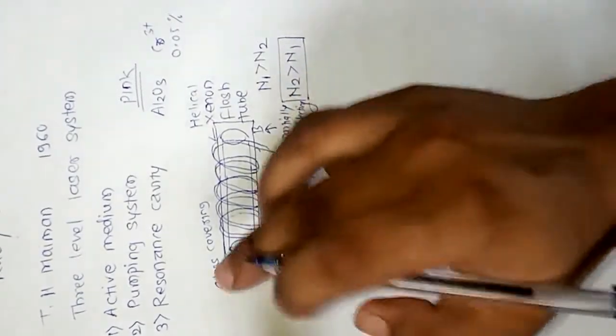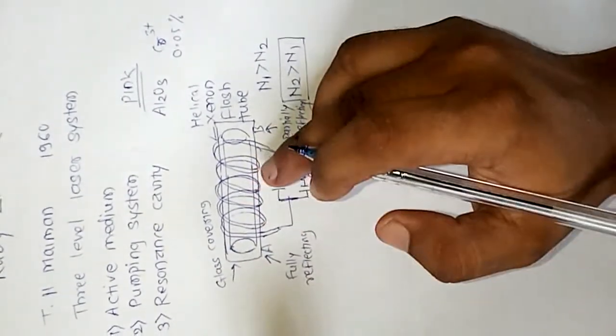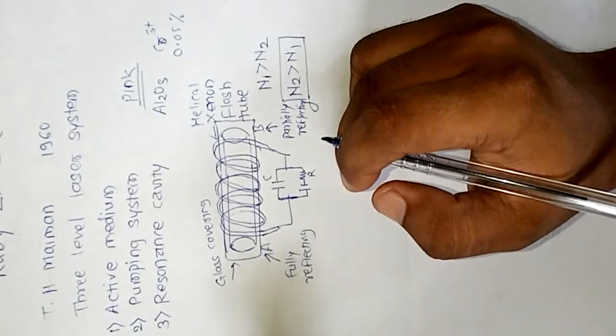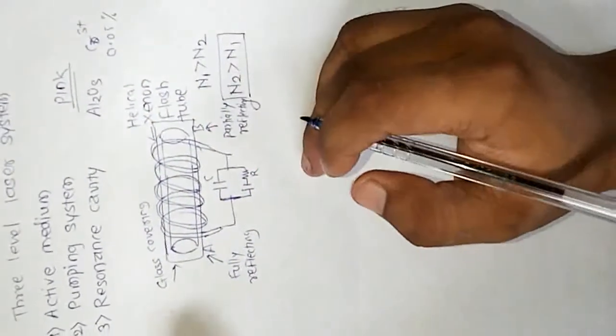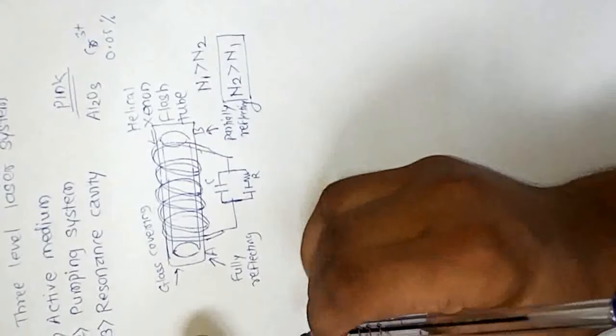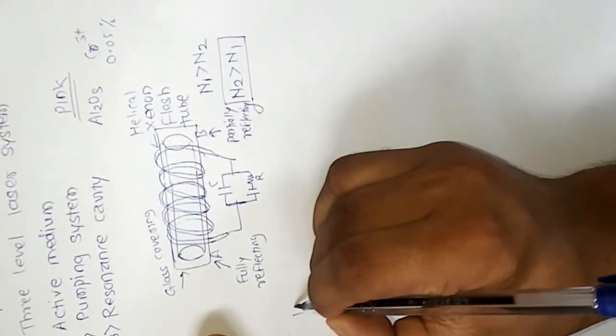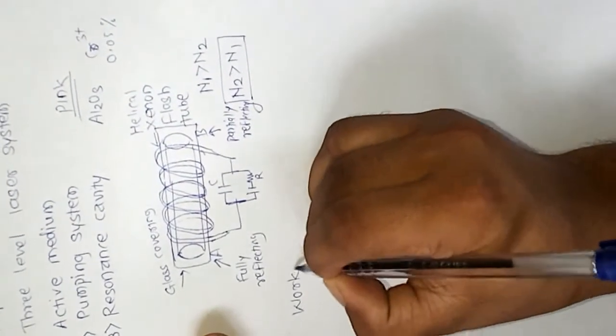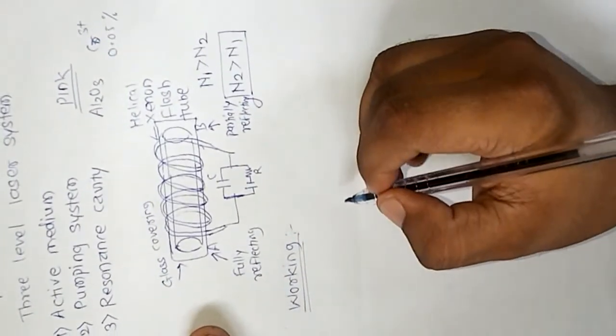We use here water circulation for cooling, or also we use liquid nitrogen. So this is all about the construction of this ruby rod. Now we have to study the working of this ruby laser.